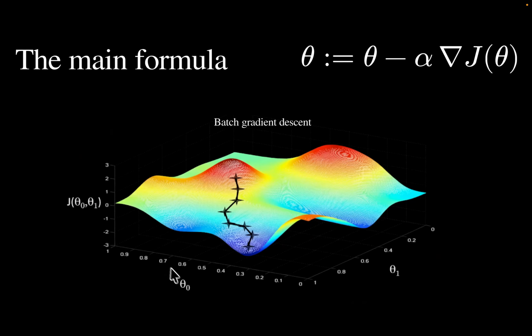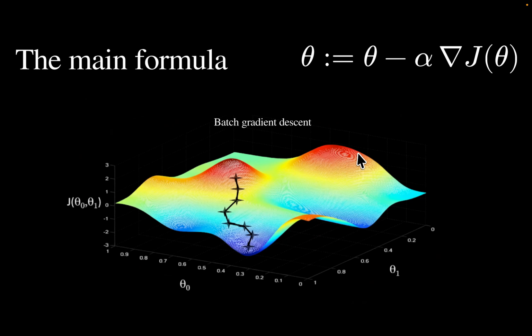Let's say J is a function of two parameters, theta 0 and theta 1. We have some sort of cost function, and we can plot it as a 3D graph, because we have two parameters here. Here's the first one, here's the second one, and here is the value of the function. If we plot it, it looks like that.